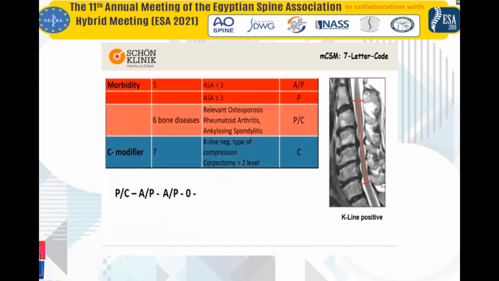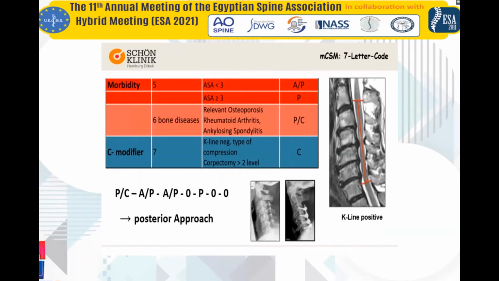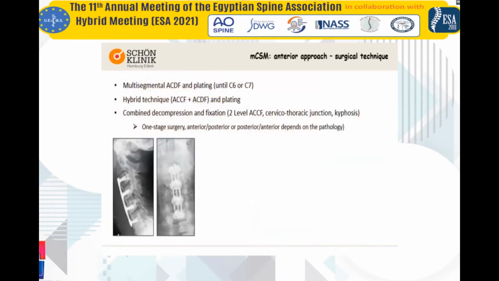When we look at the morbidity, Asia 3, this gives it P, and because there is no relevant bone disease and the C modifier key line is positive, there we add 2 zeros. So overall we have 4 P's and only 2 A's, so that makes it a posterior approach where you can either go for laminoplasty or for laminectomy and fusion.